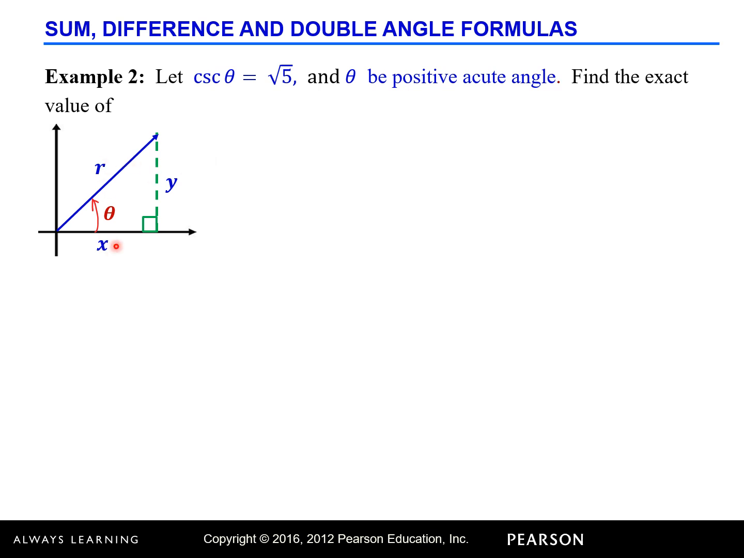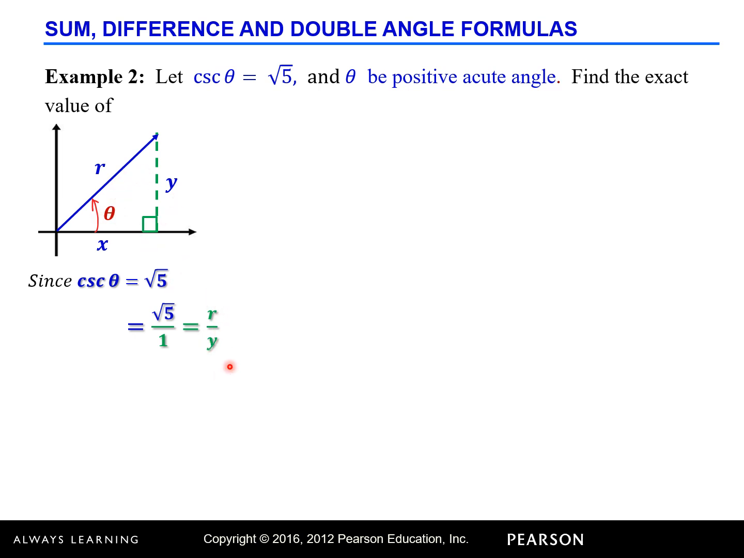Then to find this x, y, r, we can make use of the trigonometric function given, which is cosecant theta is equal to square root of 5. Then let us define this cosecant, which is the reciprocal of sine, meaning this is equal to r over y. So we will write square root of 5 as a fraction, square root of 5 over 1. And we are sure that r is positive square root of 5 and y is equal to 1. Take note both of these are positive because it's in the first quadrant.